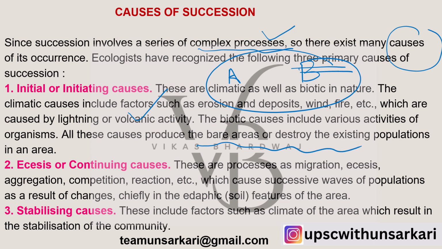Now, when we see the continuing causes, the processes are migration. We have discussed migration and excess, aggression, competition, and reaction, which cause successive waves of population as a result of changes. Now, this is happening chiefly in the edaphic, that is soil features of the area, because it is continuing. And finally, stabilizing causes, these include factors such as climate, which will result in the stabilization of the community. So initiating, continuing, and stabilizing, there are three types of succession when we speak about the types.